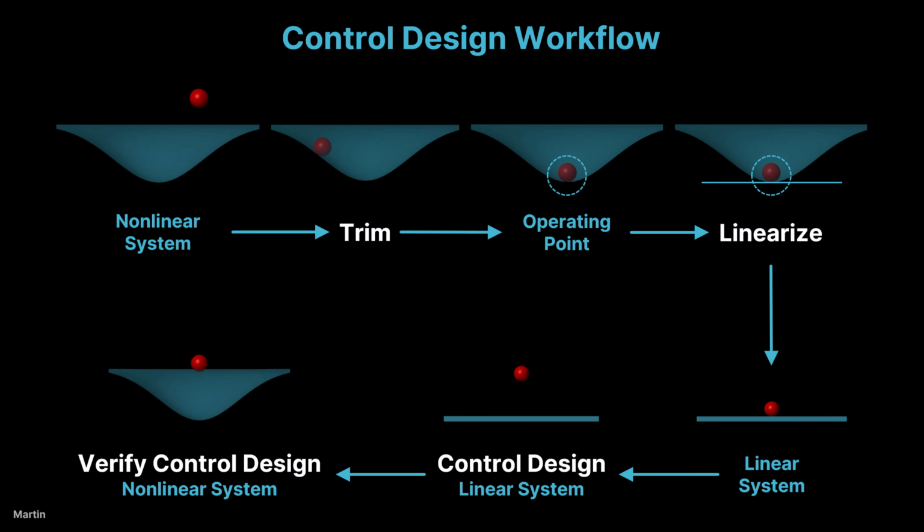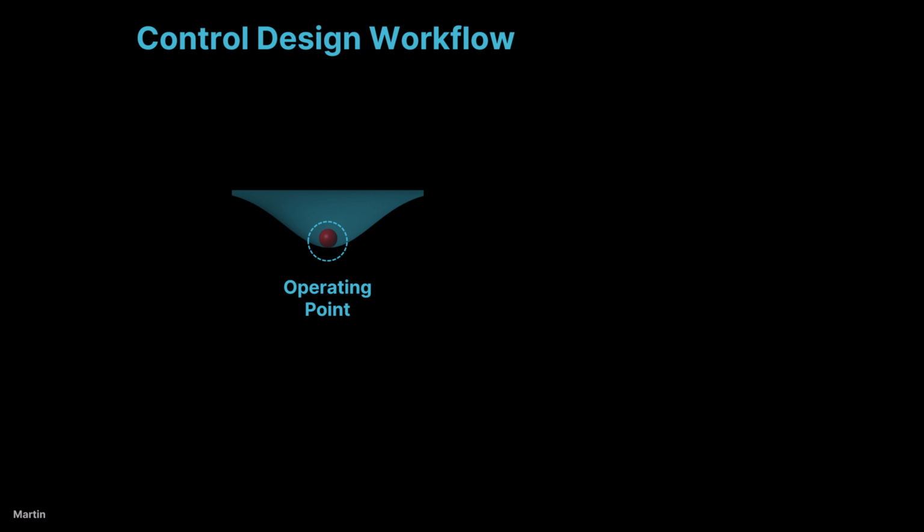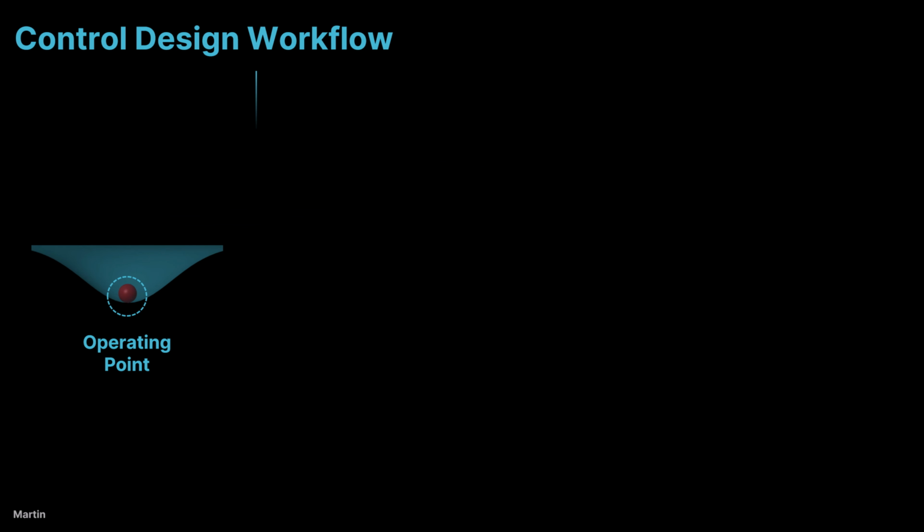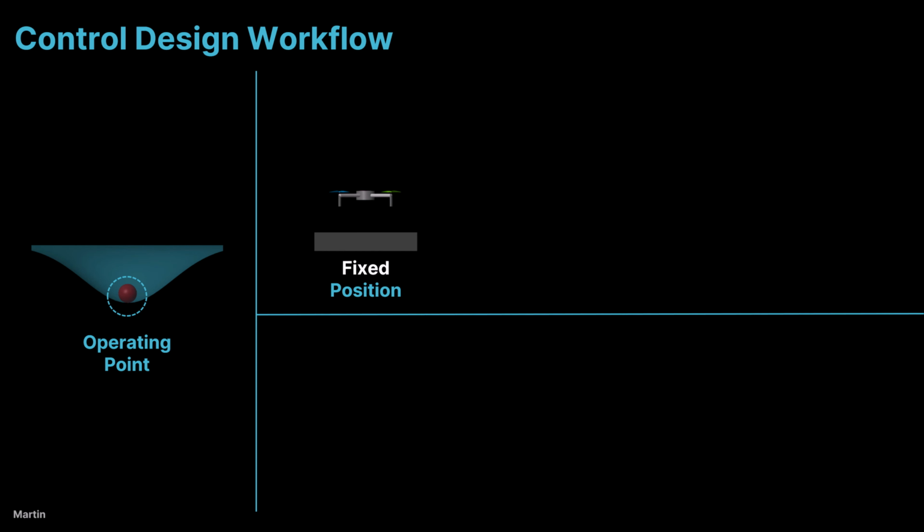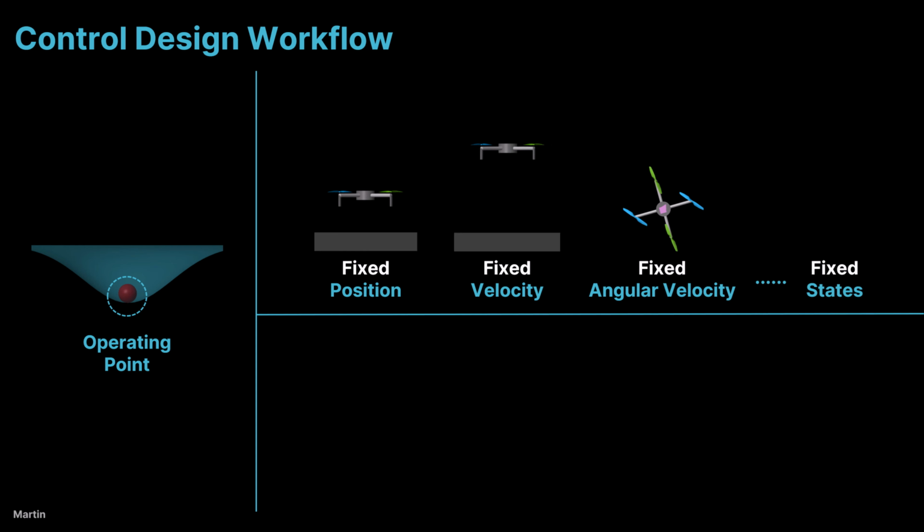Now that we've walked through the control design workflow step by step, we have a clear understanding of how to approach the design, from trimming and linearizing the model to applying classical control techniques and verifying the results. Note that the operating point does not necessarily mean the quadcopter is in a fixed position. It could correspond to other steady conditions such as a fixed velocity, fixed angular velocity, or a specific altitude. Therefore, there are many potential operating points, each corresponding to different flight conditions.